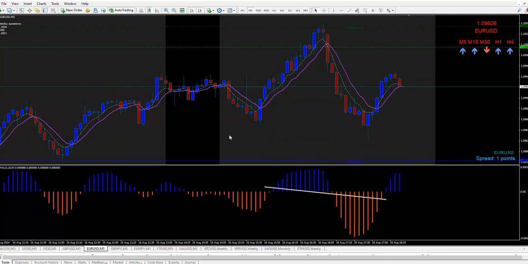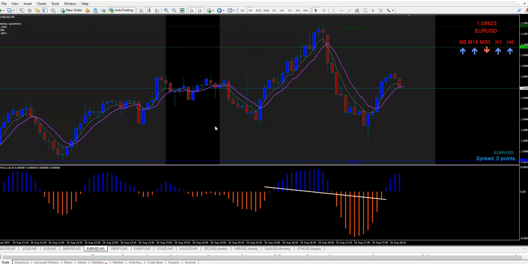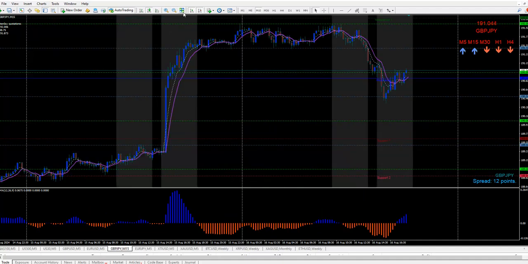Euro, it went up 14 pips and back down 14 pips. Big wow. Let's move on. Pound yen. Oh, we might have to look at the 15-minute.